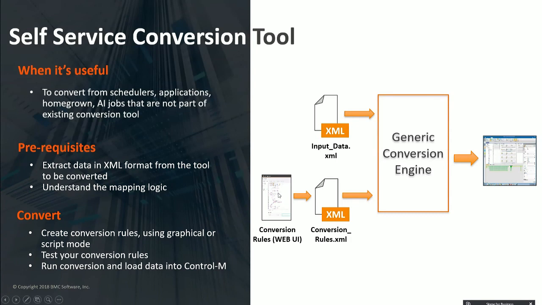You can basically create your own conversion rules because the self-conversion tool is actually a development framework that anyone can use to build their own conversion. There are some prerequisites to satisfy. You need to extract data from the tool to be converted in XML format, and you need to understand the mapping logic, but I will go into more detail in the next slide. And then, after satisfying those prerequisites, you can create your conversion rule using graphical or script mode. You can test your rule and then run your conversion and load data into Control-M.